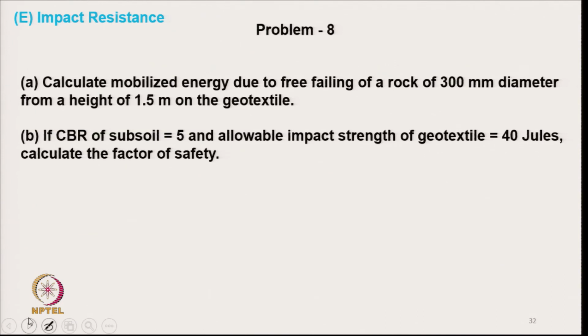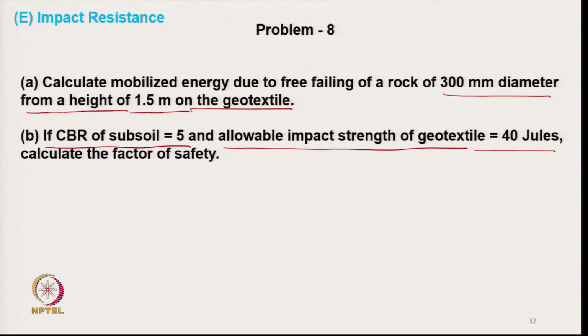Now let us see, we have to calculate the mobilized energy due to free falling of a rock of 300 millimeter diameter from a height of 1.5 meter on geotextiles. That is the requirement. Next, if the CBR value of soil is 5 and the allowable impact strength of geotextile is 40 joule, calculate the factor of safety.